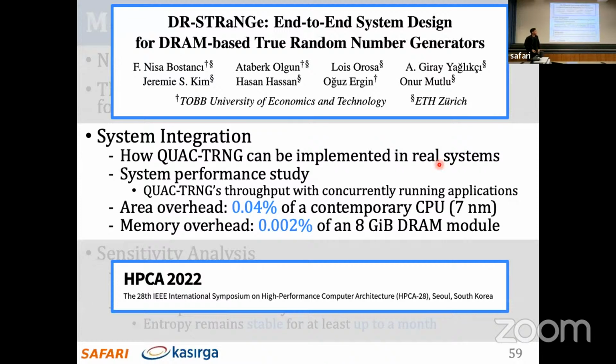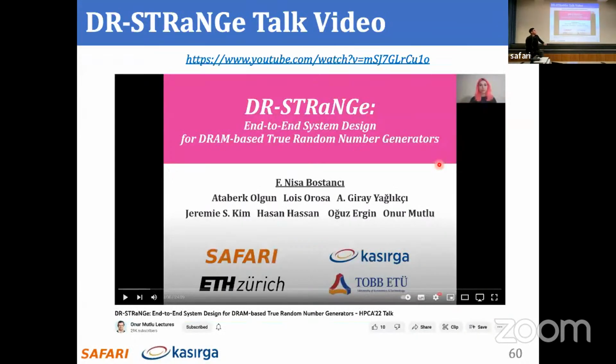And going back to the system integration study, we have a paper recently published in HPCA 2022, led by Nisa, D-RaNGe, I mean Dr. Strange, end-to-end system design for DRAM-based random number generators, that evaluates these aspects in much more detail and solves the challenges regarding how you can implement DRAM-based random number generation in real systems. And you can watch her HPCA talk on this link.